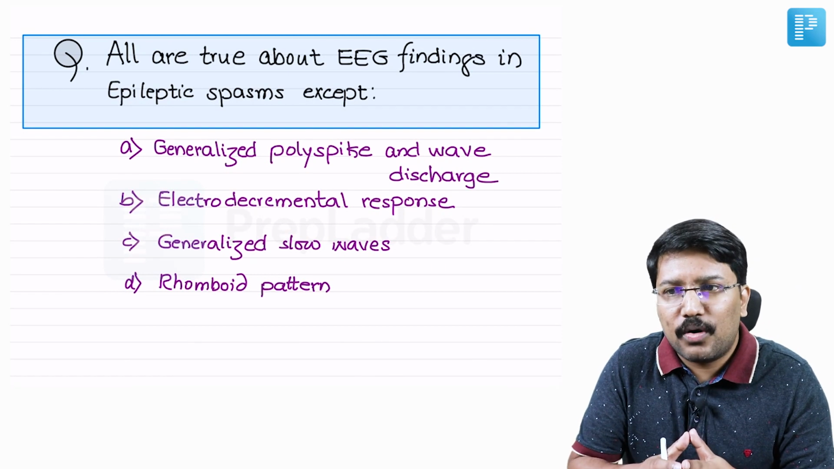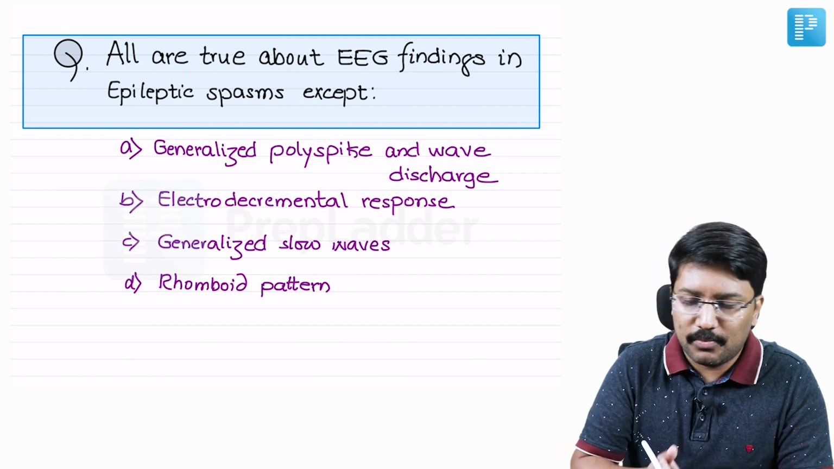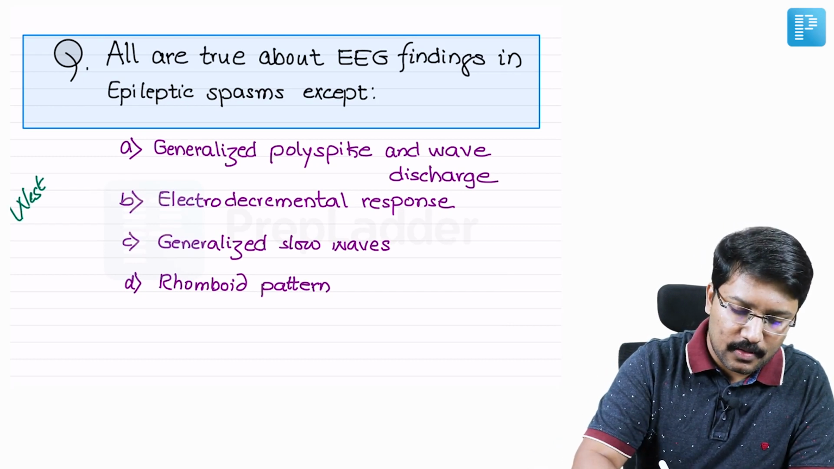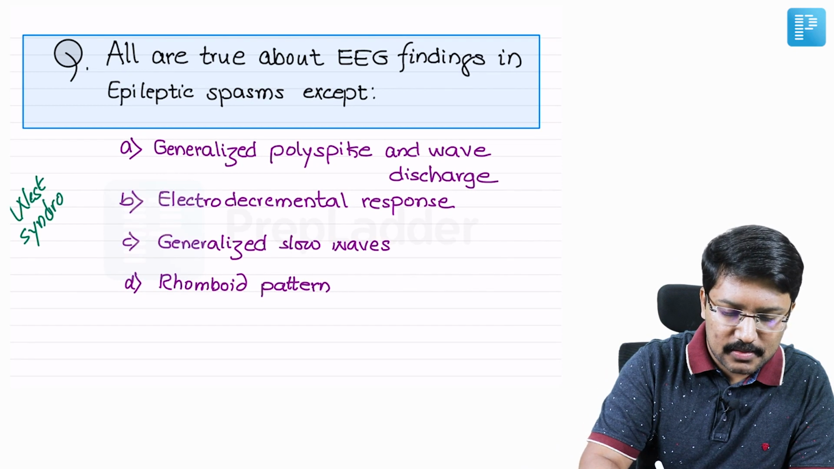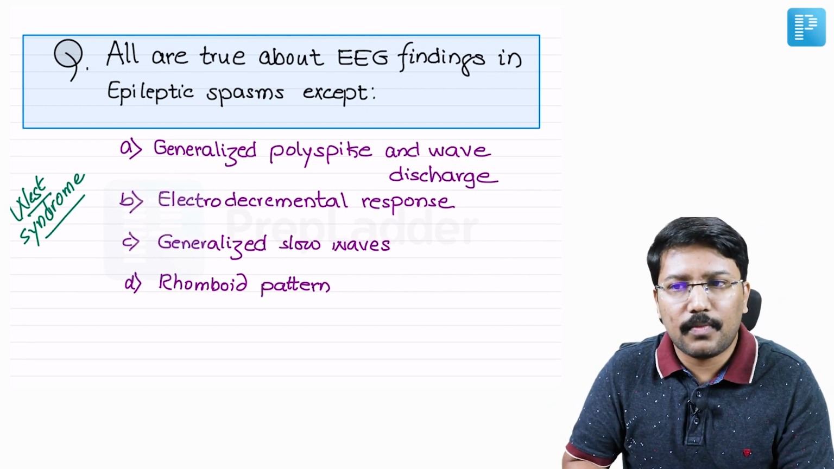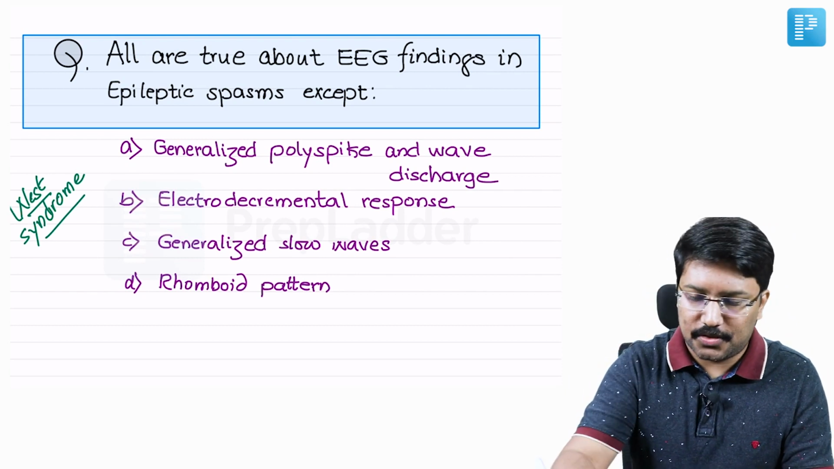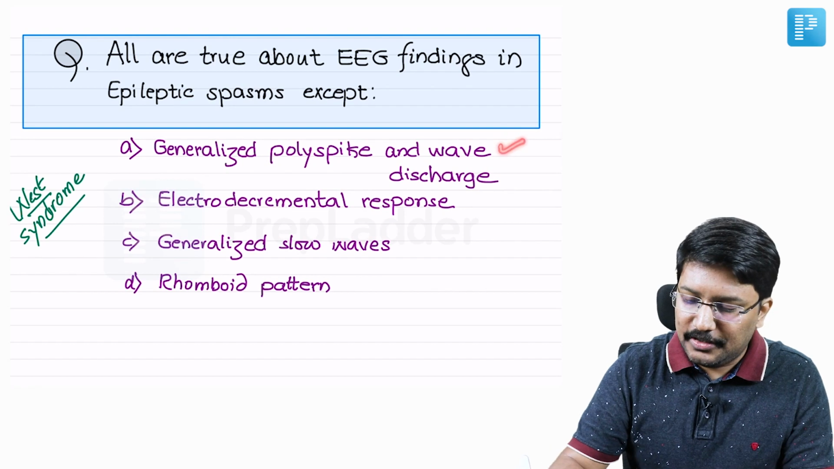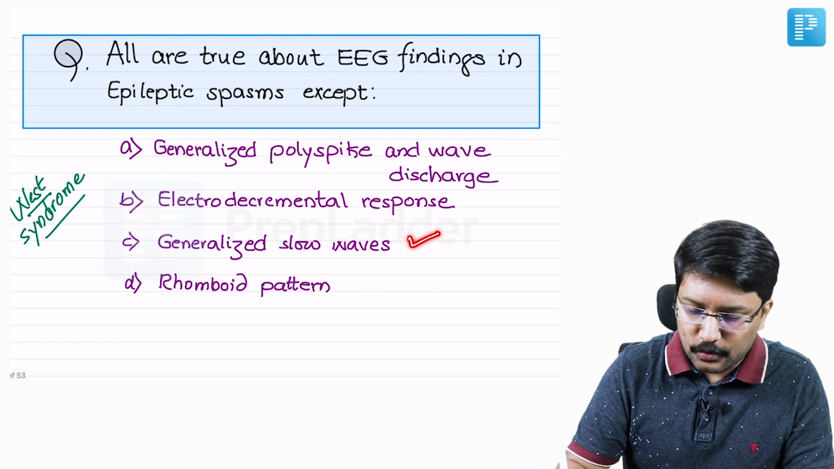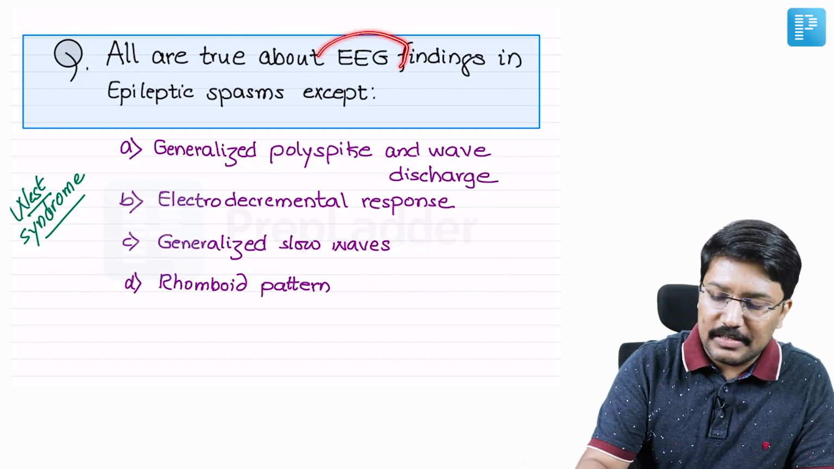All are true about EEG findings in epileptic spasms except, right? So what is this question about? This question is about infantile spasms or West syndrome. Epileptic spasm is nothing but a synonym for West syndrome or infantile spasm. The options are: generalized polyspike and wave discharge, electro-decremental response, generalized slow waves, and rhomboid pattern. Which one of these is not an EEG finding?